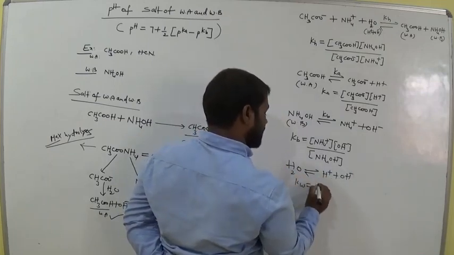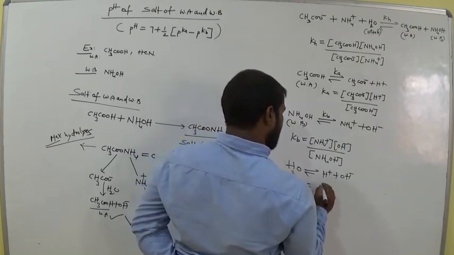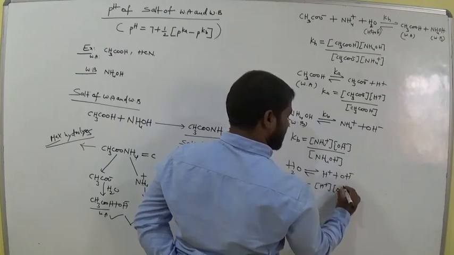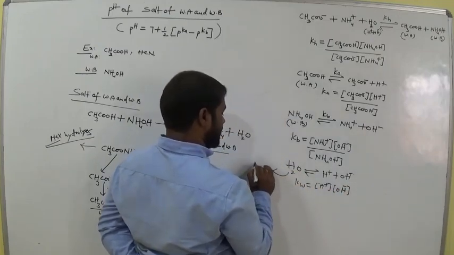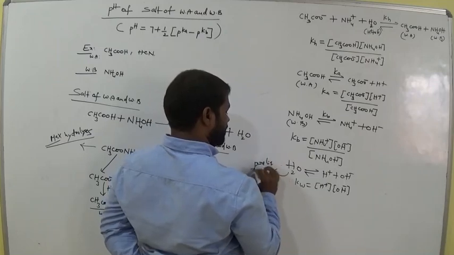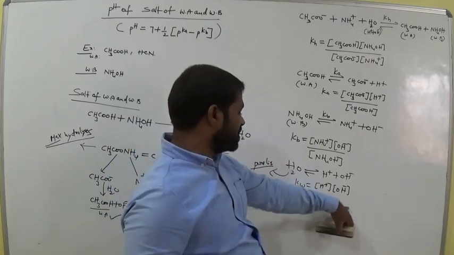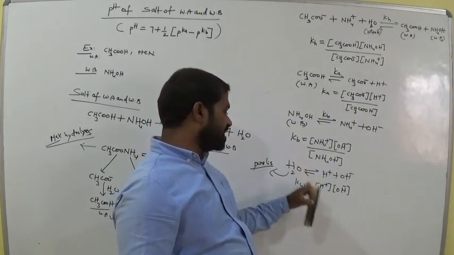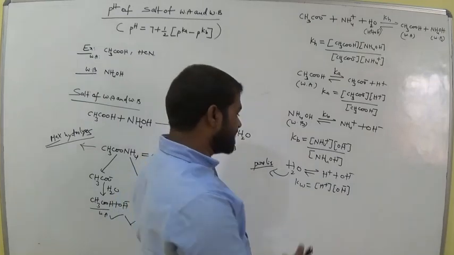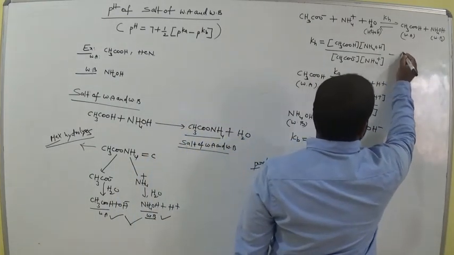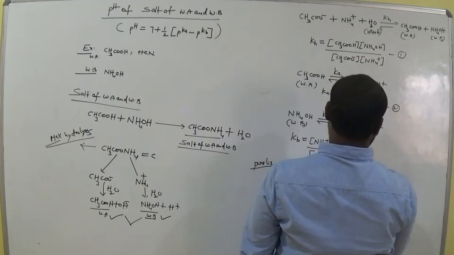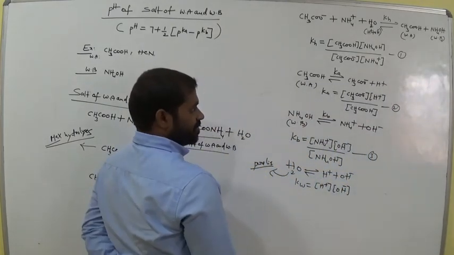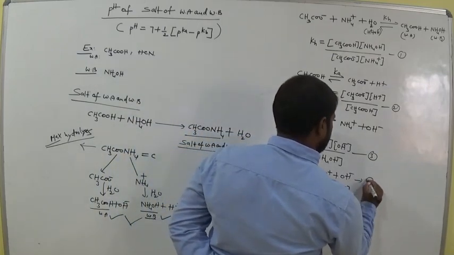What about Kw here? Kw equals molar concentration of H plus times molar concentration of OH minus. Water is a pure liquid, am I right? For pure liquids, the molar concentration is 1, so no need to write it here. Actually it is molar concentration of product by molar concentration of reactant. Its value is 1. Now this expression is taken as 1. Now this expression is taken as 2. Now this one is 3. Am I right? Clear? So now this expression is the fourth one.